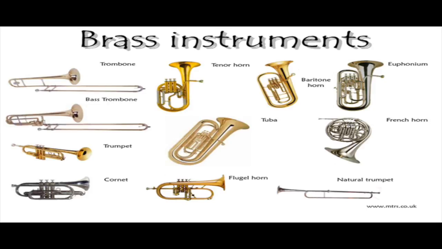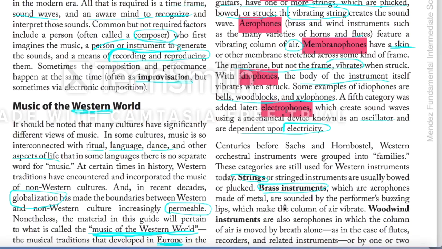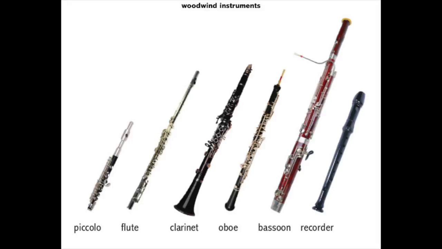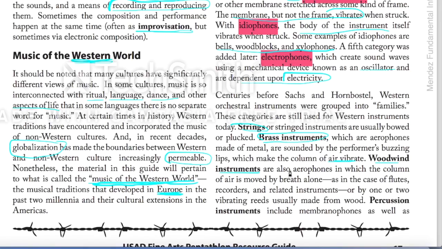So brass instruments, which are aerophones, once again back there. These families can be categorized into the 5 categories up there, right? Which are aerophones made of metal, sounded by the performer buzzing lips, which make the column of air vibrate. Remember, the air vibrates with aerophones. Then we have the woodwind instruments, which are also aerophones, but instead of being made of metal, I believe that they're made by other things.